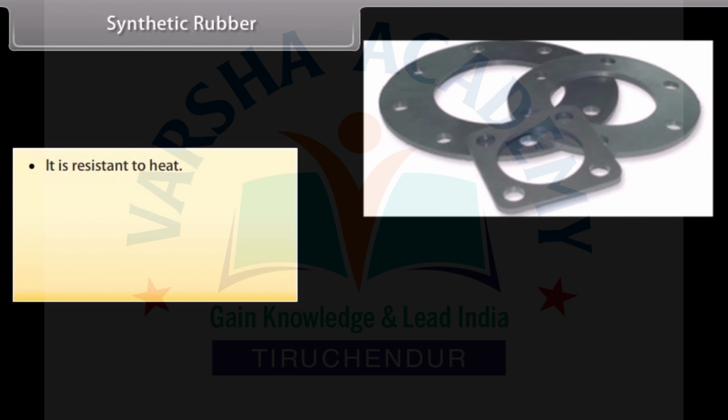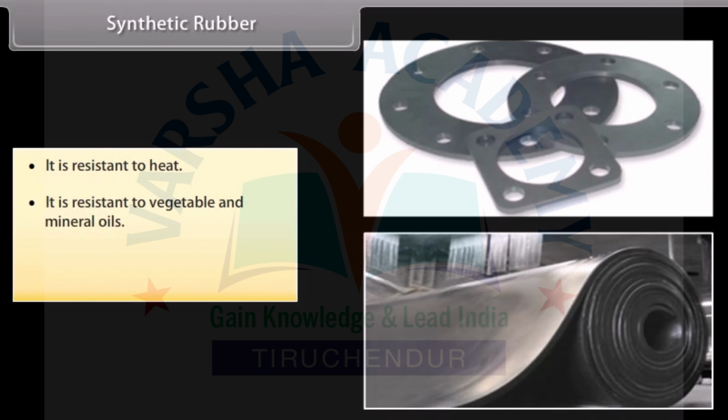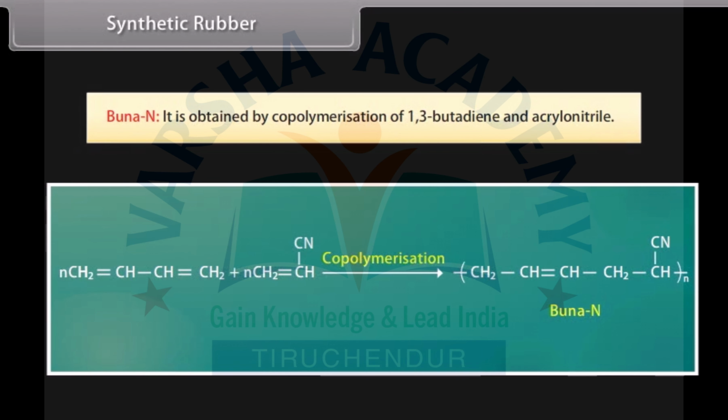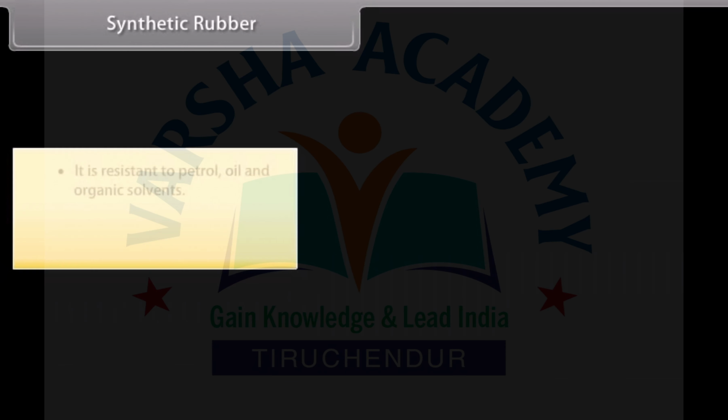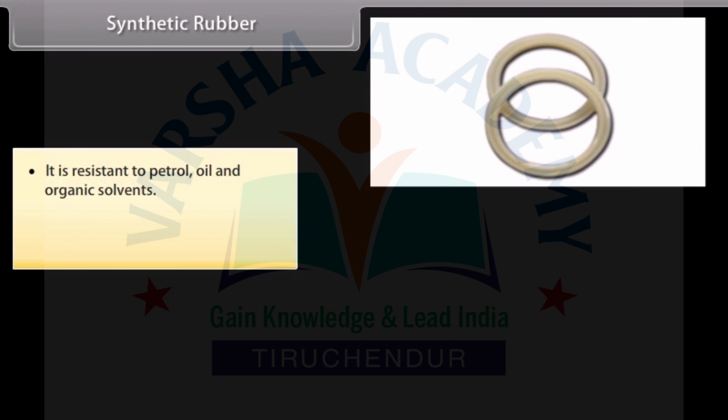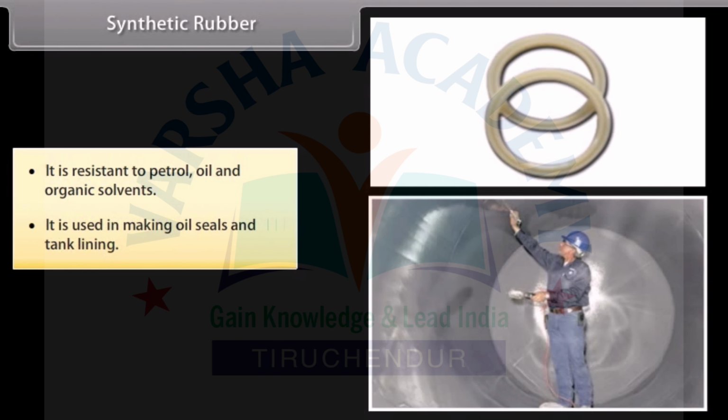It is resistant to heat. It is resistant to vegetable and mineral oils. It is used for manufacture of conveyor belts, gaskets and hoses. Buna N. It is obtained by copolymerization of 1,3-butadiene and acrylonitrile. It is resistant to petrol, oil and organic solvents. It is used for making oil seals and tank lining.